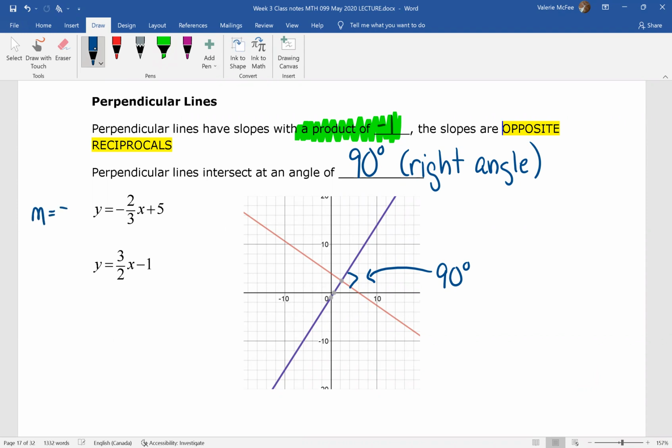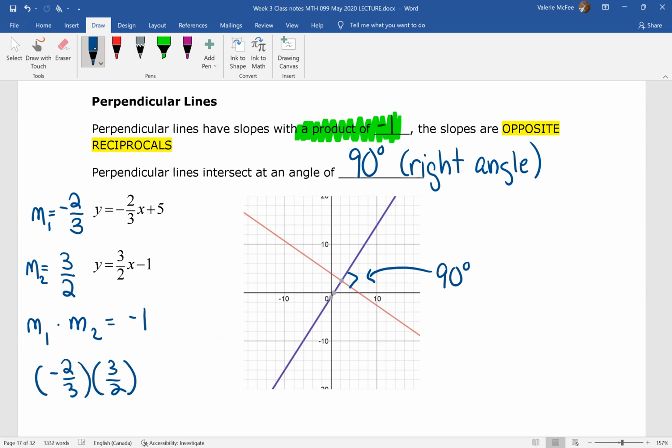So let's look at these equations. Here we have a slope that equals -2/3. Here we have a slope that's positive, so that's the opposite, 3/2, the reciprocal. Let's call this slope 1 and slope 2. We said when you multiply slope 1 and slope 2, it should equal -1 if they are perpendicular. -2/3 times 3/2. Well, we can simplify before we multiply. It does equal -1. These are perpendicular lines.